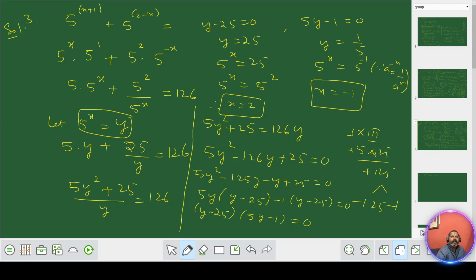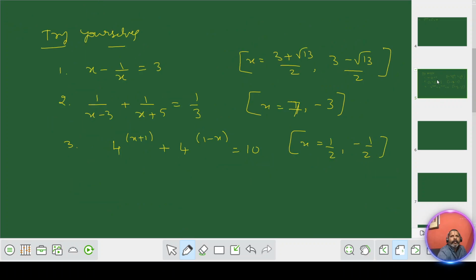Practice this kind of questions. It will give you more knowledge and more thinking. I have some practice questions here. Make a note of these three questions. These two are similar to the ones we solved. This one, just now we solved the exponent and quadratic equation combination. So that way, you have to split here.